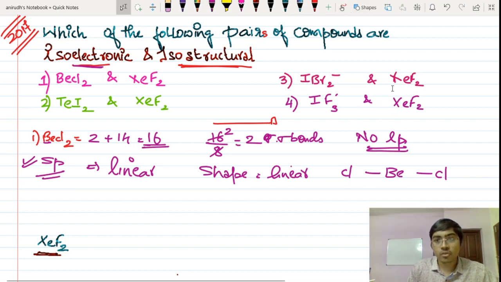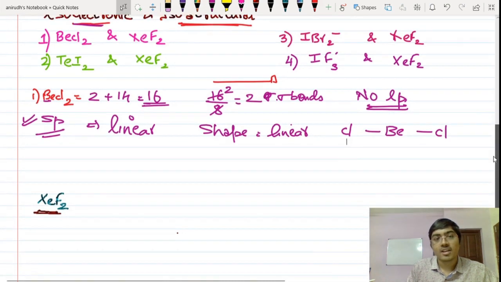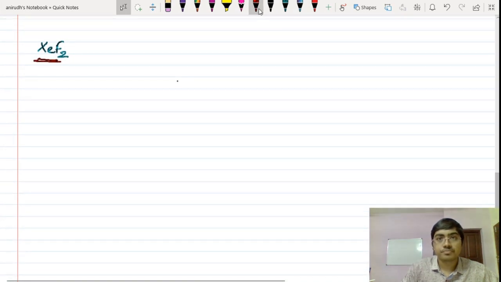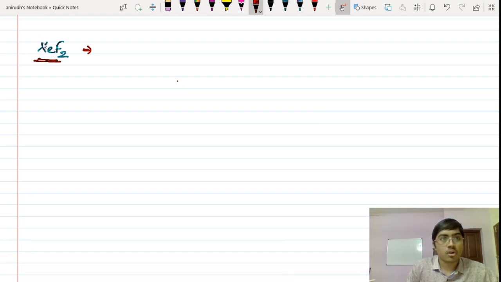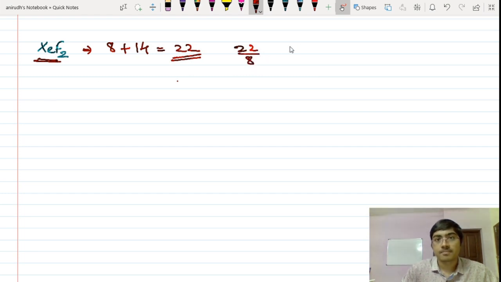In all 4 options I have a compound that is XeF2, xenon difluoride. So let us talk about XeF2 now. For the total number of valence electrons, xenon is a noble gas, so this is 8. And this is fluorine, so 8 plus 7 twos are 14, that will be 22. Now, this is the total number of valence electrons. Divided by 8, 8 twos are 16, so the quotient is 2, which is the number of sigma bonds. What is the remainder then?